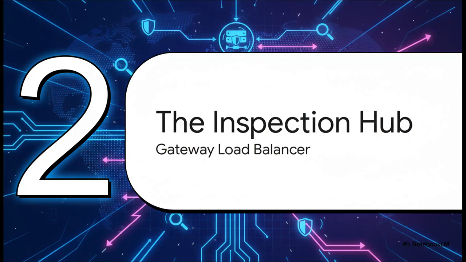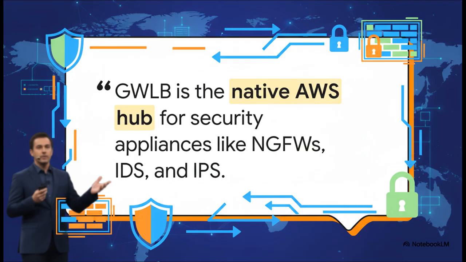All right, so we've secured the perimeter. Now let's move one layer deeper into our architecture. Because after that initial screening, we need a central hub for much more advanced threat inspection. And this is the role of the Gateway Load Balancer. This right here is the critical piece of the entire architecture.